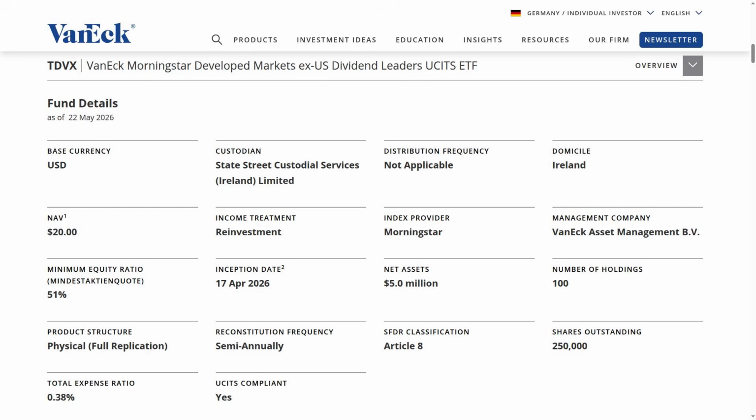Now we come to the biggest drawback of this ETF. The income treatment is not distributing, but accumulating. This means the dividends are not paid out to your account, but are automatically reinvested into the fund. Don't ask me why VanEck chose this weird strategy. In my opinion, income investors would have been much happier with a distributing version, which the success of the original VanEck Dividend ETF has already proven.